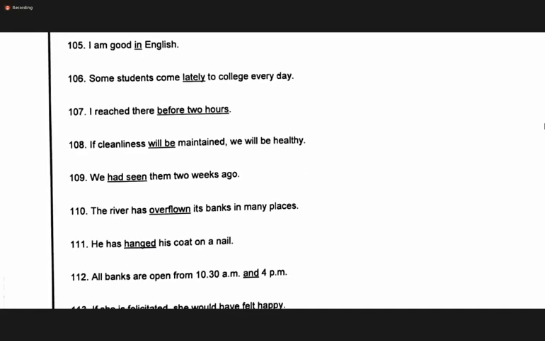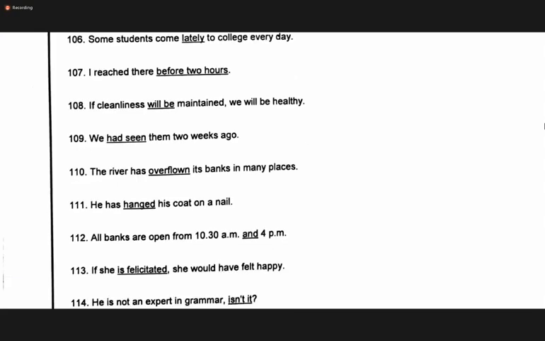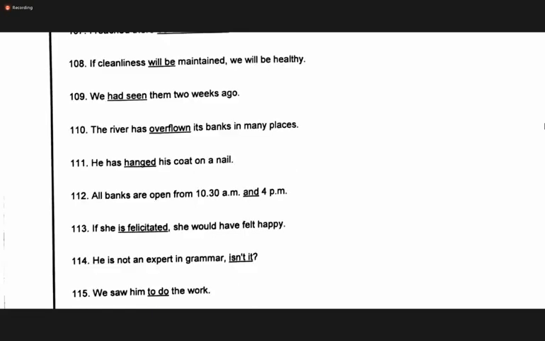Next, 108. If cleanliness will be maintained, we will be healthy. First type of conditional sentence. Is maintained. Yes, if cleanliness is maintained, we will be healthy. 109. We had seen them 2 weeks ago. We saw them. Yes, ago is there. Only one action is there. So for one action, use only the simple past, not the past perfect. So the answer is we saw them 2 weeks ago.